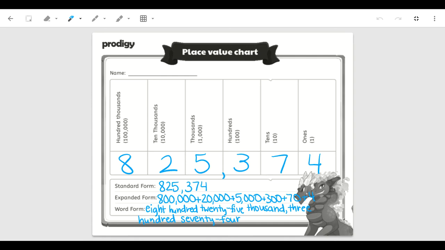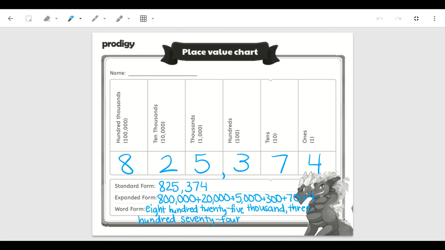And if we write that in standard form, that's just with our regular numbers. You can see that here. In expanded form, we would write it as 800,000 plus 20,000 plus 5,000 plus 300 plus 70 plus 4. And that's just every digit's value. That's our expanded form. Then word form is how we say it. So 825,374.